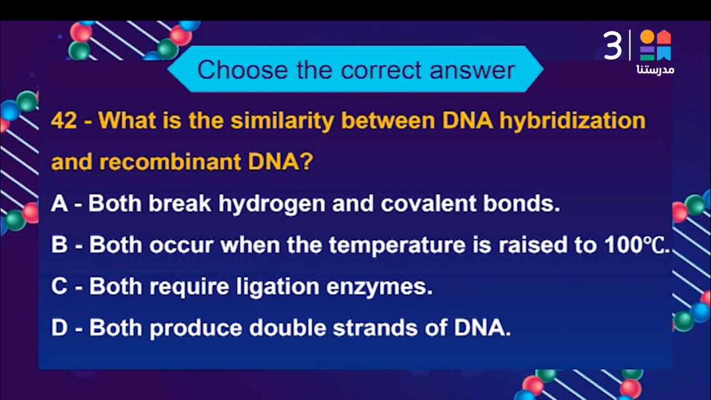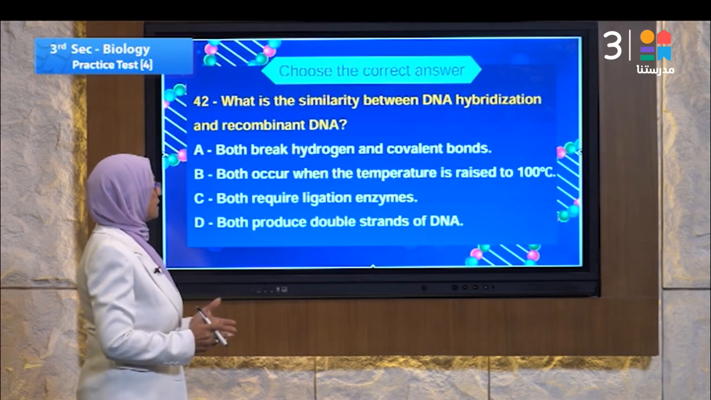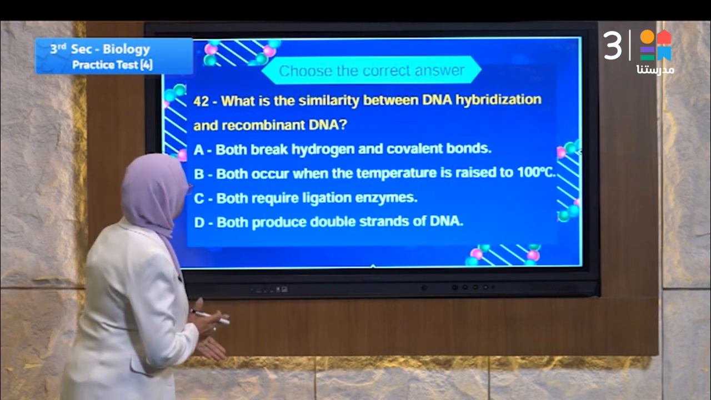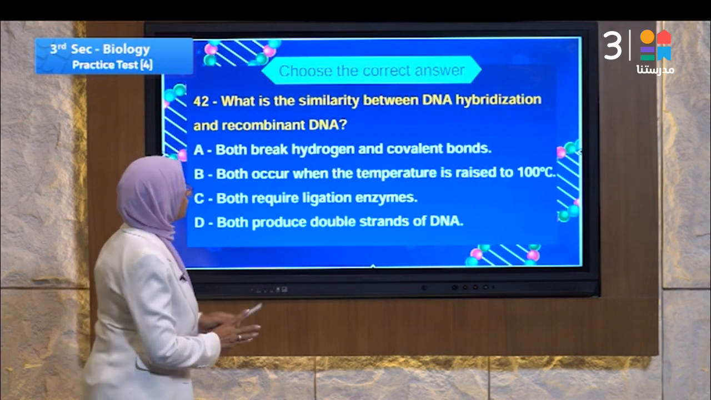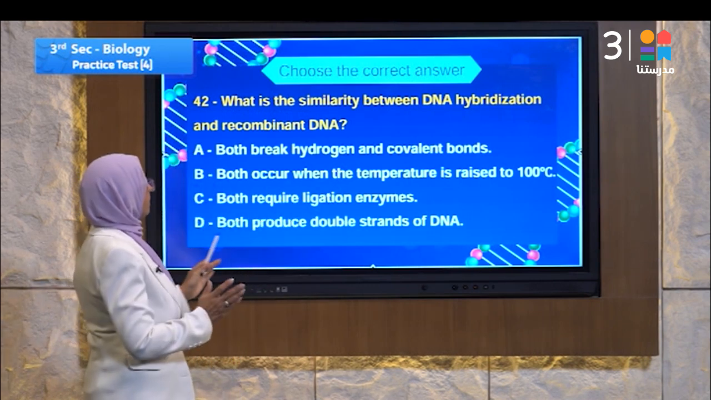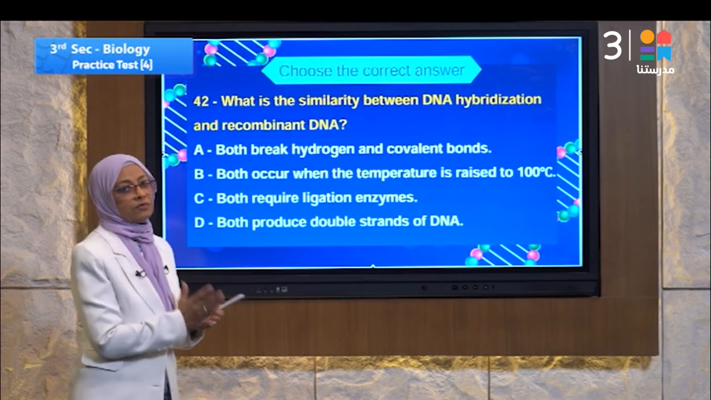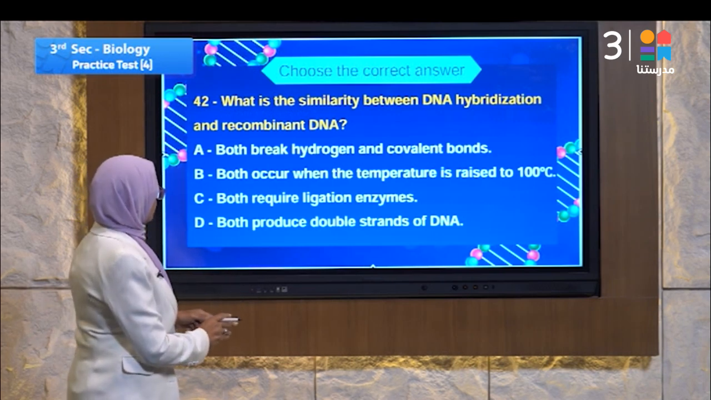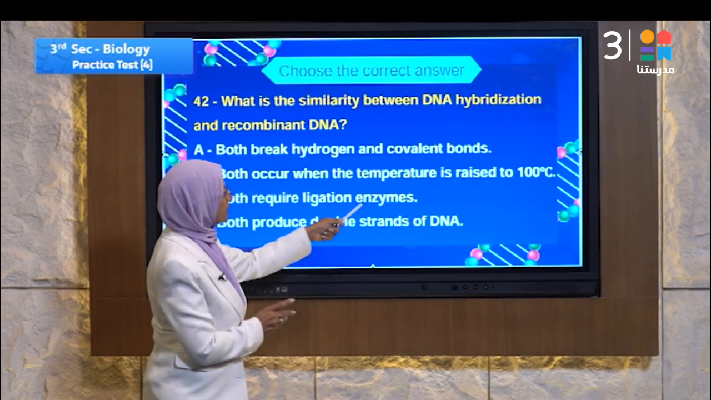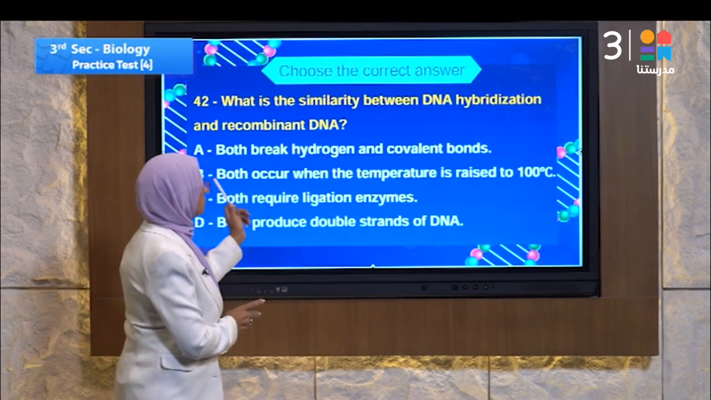What is the similarity between DNA hybridization and recombination DNA? Let's read the choices and then answer. Number A, both break hydrogen and the covalent bond. Both of them are break hydrogen bond and the covalent bond. Number B, both occur when the temperature is raised to 100.